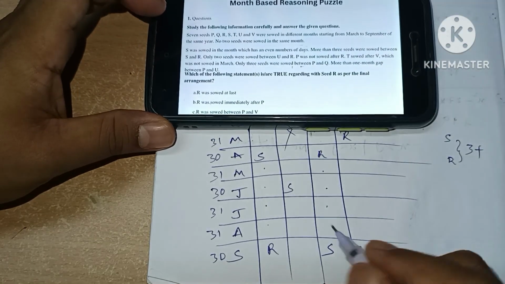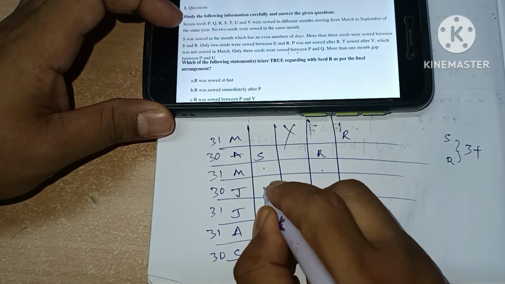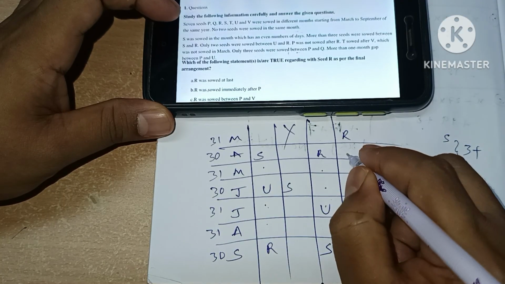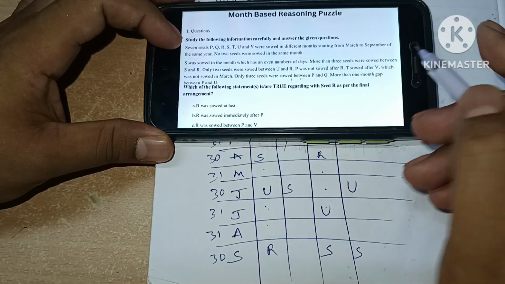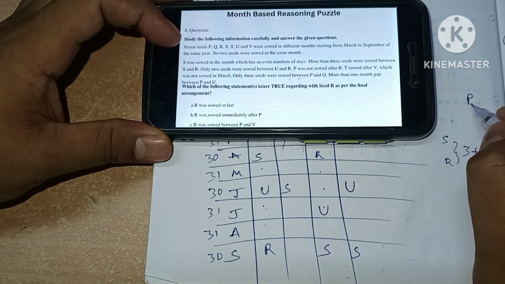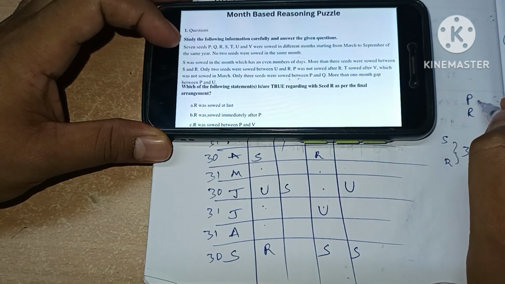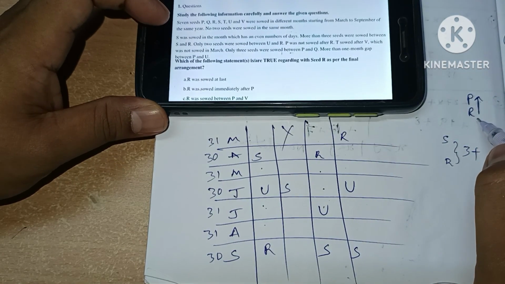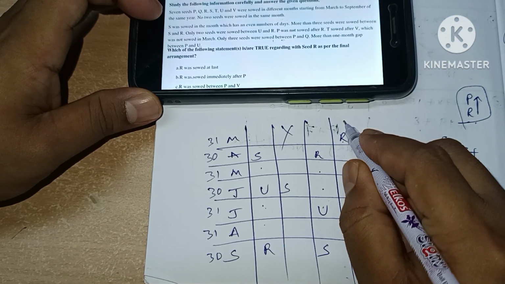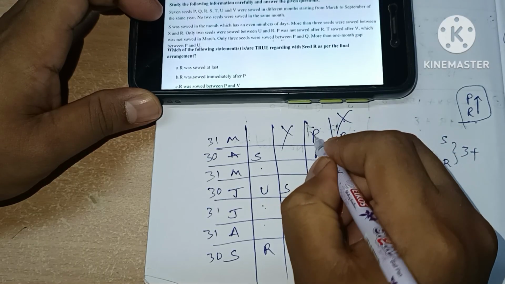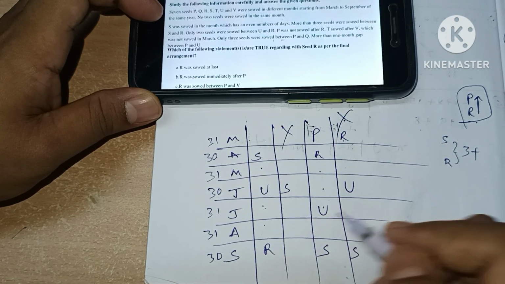Okay. Next one. Only 2 seeds were sold between U and R. 1, 2 to U. Next one. P was not sold after R. So P was not sold after R means before R. So we need to write like this. Before R we need to place P. So this case also fails. This is a place for P. There is a place for P in many cases.